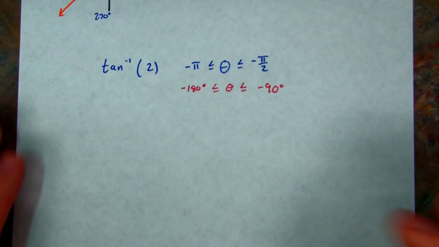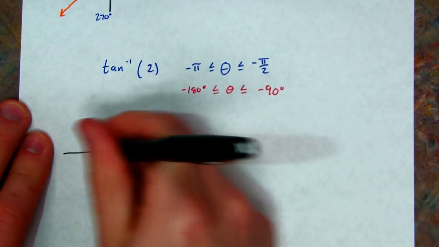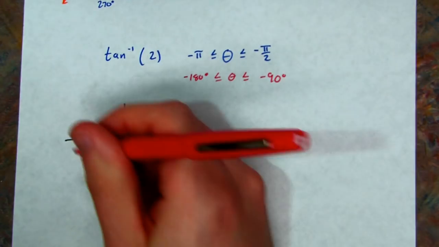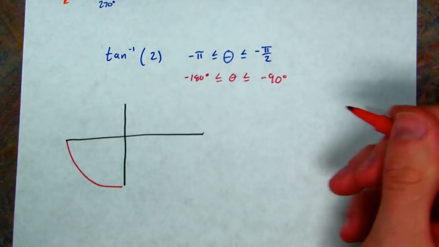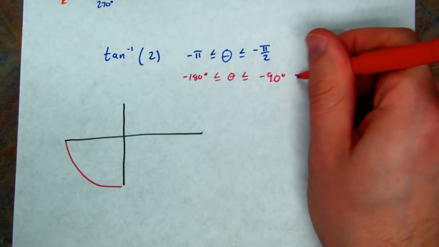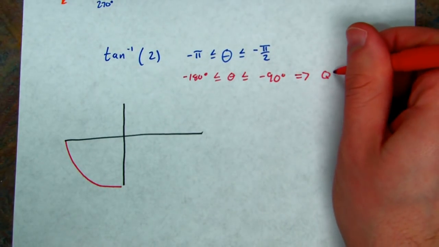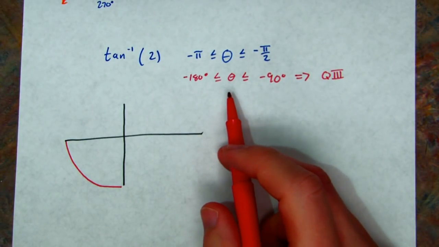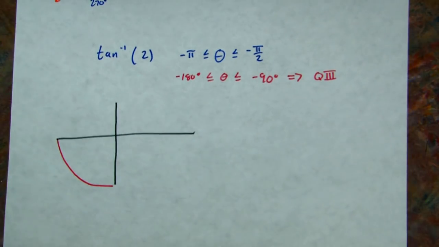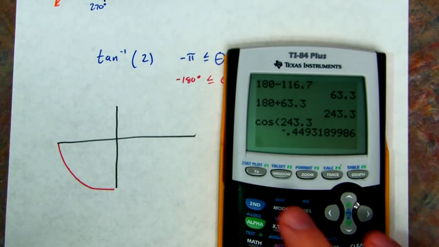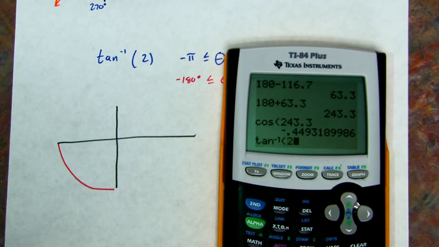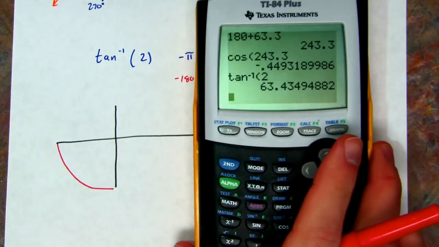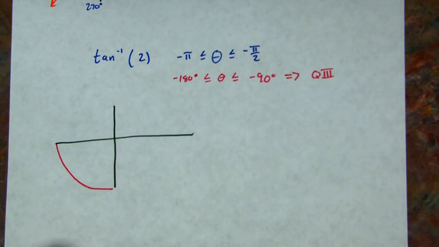So on a coordinate grid, if I draw the picture, negative 90 to negative 180, that is over here. I'm looking for an answer in this quadrant. So this implies I'm going to give a quadrant 3 answer. However, I have to make sure that I give my answer as a negative. We'll deal with that in a moment. So let's go ahead and evaluate tangent inverse of 2. So I get a value of 63.43. Make sure you can see it there.